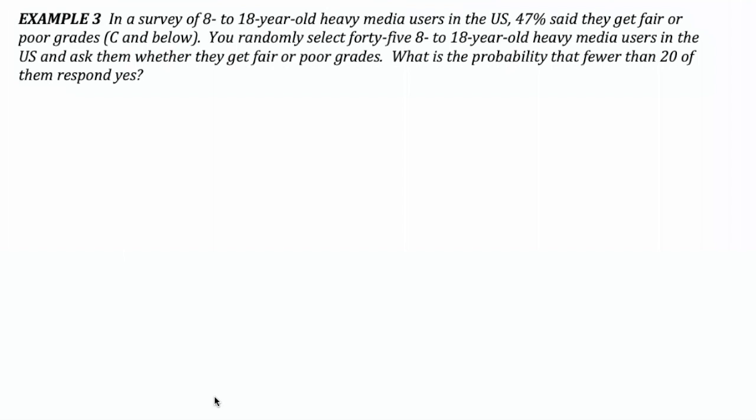In example 3, we're again looking at the 8 to 18-year-old heavy media users in the US, and we're selecting 45. Now notice there's this question at the end here. What is the probability that fewer than 20 of them respond yes? So because the responses are yes and no, this is going to be a binomial probability distribution.